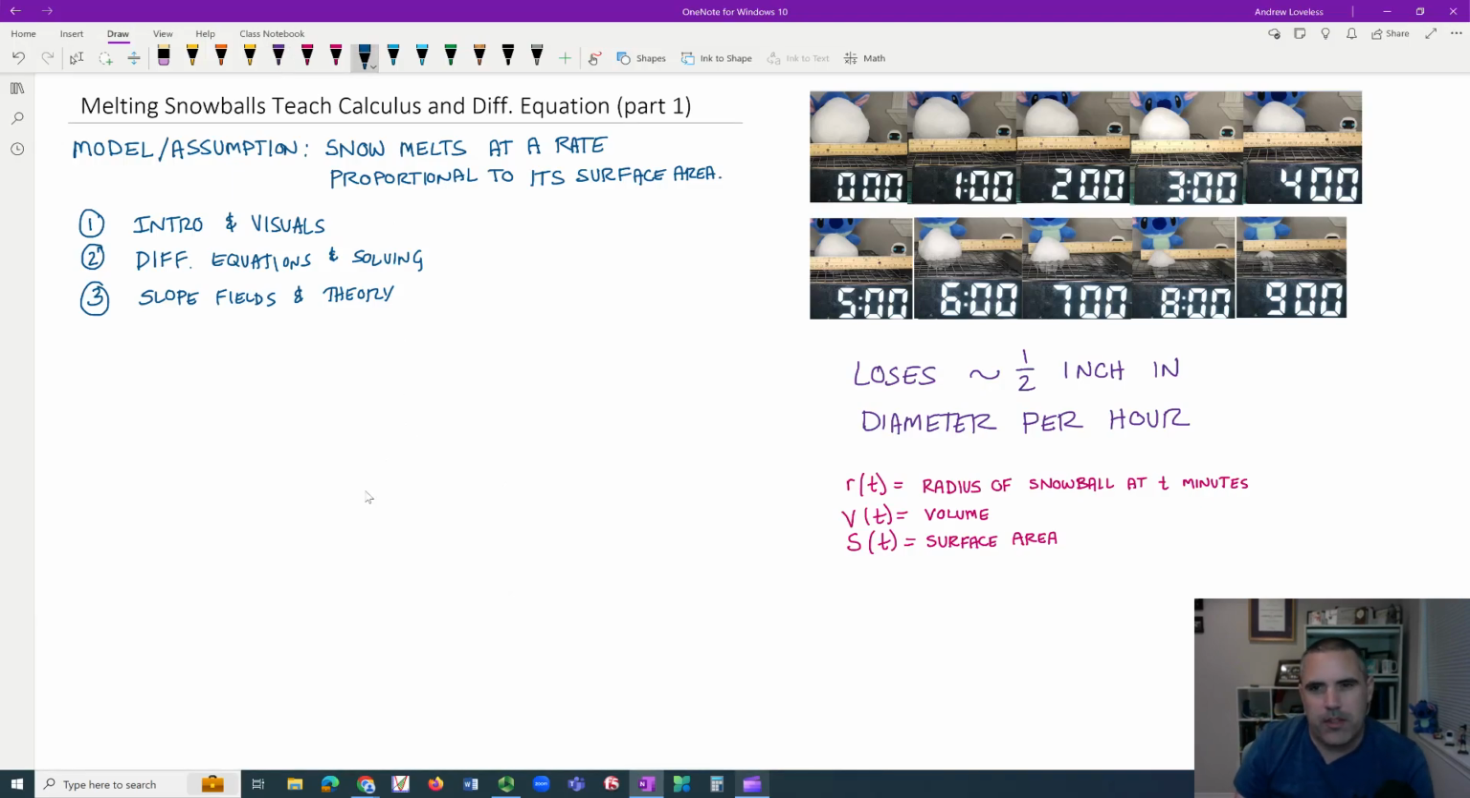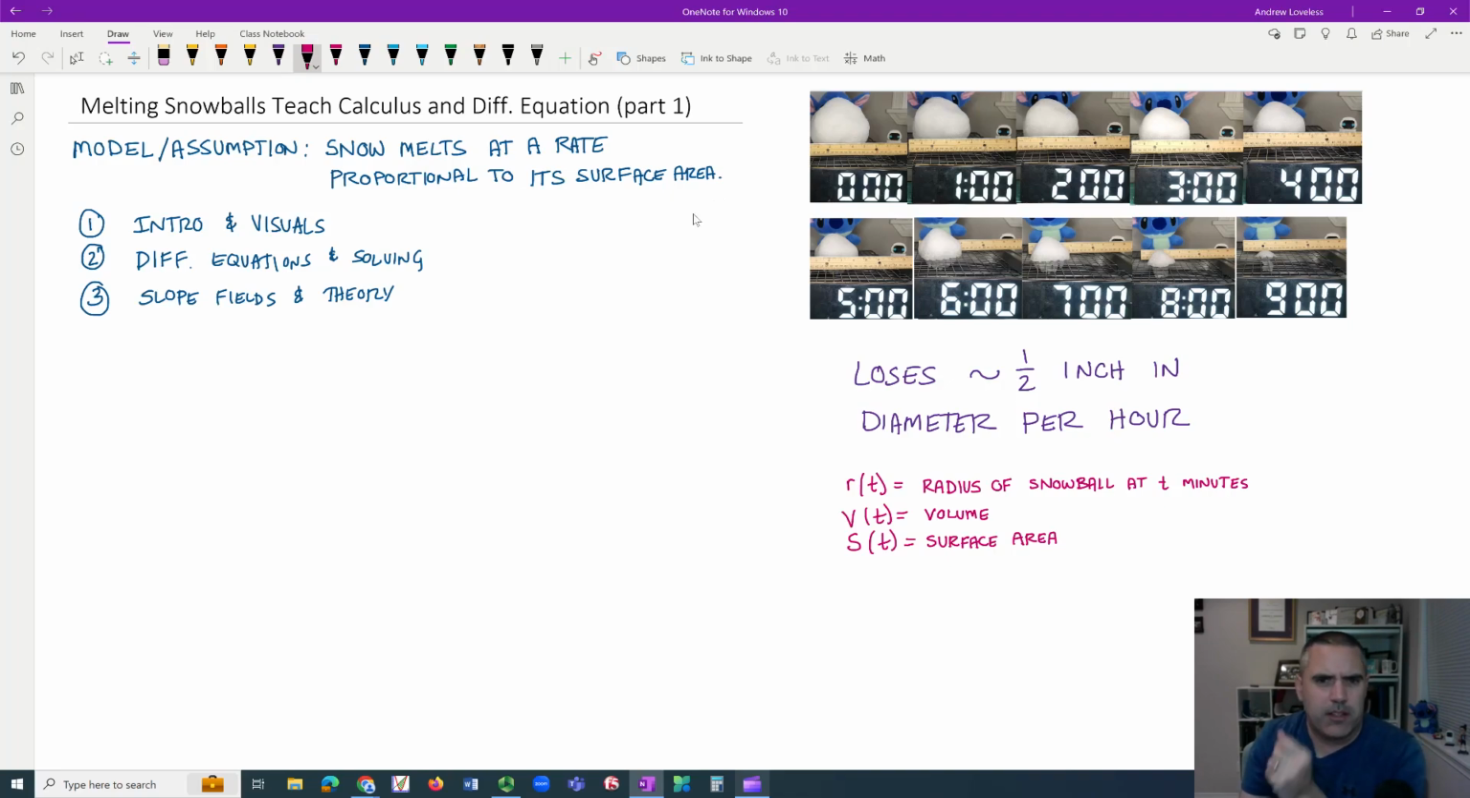And there are several things like this in differential equations. We could do experiments every day on different things. My goal here is to see this physical thing. So we observe that it appears to lose about a half an inch of diameter per hour. Now there's some problems, like it melts through. There's an observation that when there's more surface area, it melts faster.